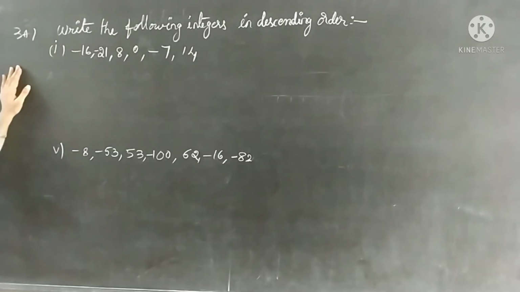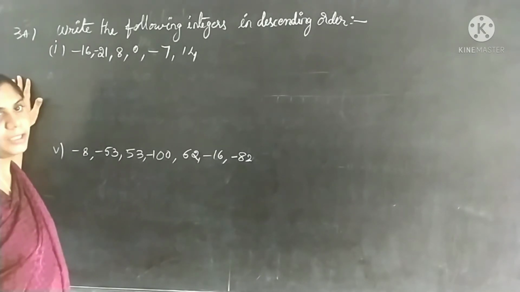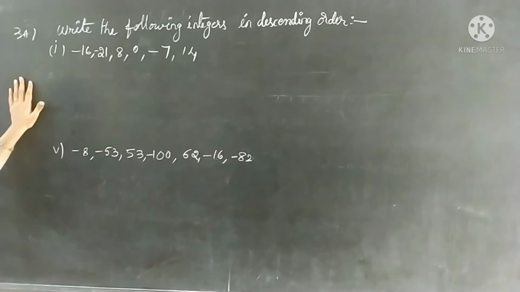Write the following integers in descending order. We have to write the given numbers in descending order. Descending order means from the bigger number to the smaller number. Okay? From the bigger number to the smaller number. So among the integers, which are the bigger numbers? Positive numbers are the bigger numbers. After positive numbers, if you have 0, you have to mention 0. Otherwise, go for the negative numbers. Arrange negative numbers in descending order.